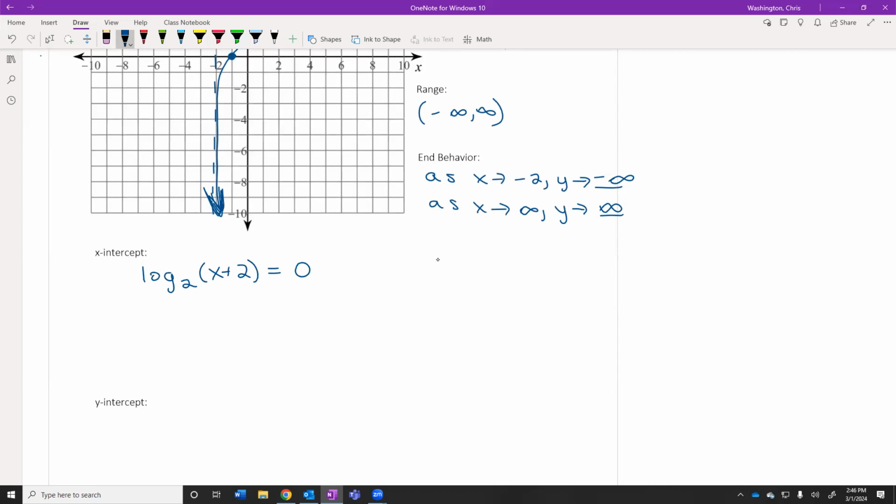I thought you put 0 plus 2, not it equal to 0. That's for the y-intercept. Oh.